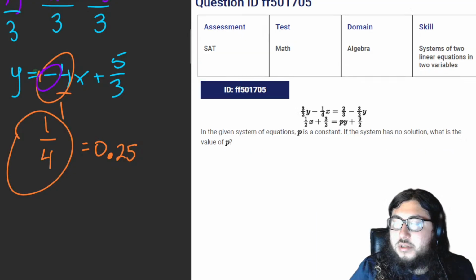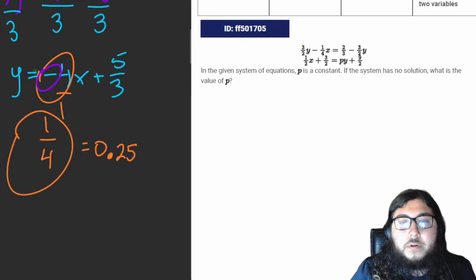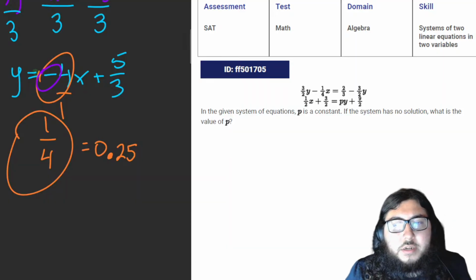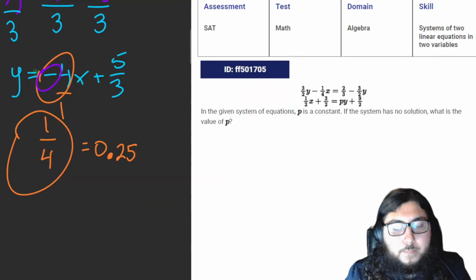Okay, if there are no questions on this, we'll move on to the next question. So in the given system of equations, p is a constant.